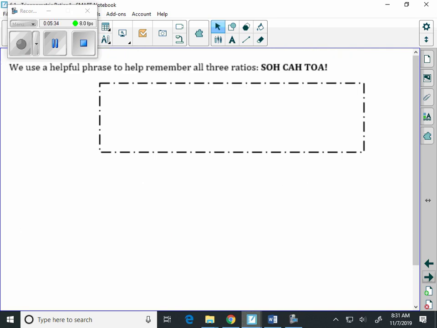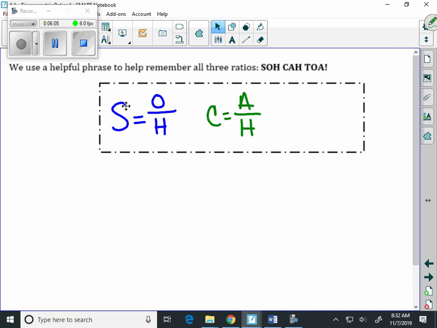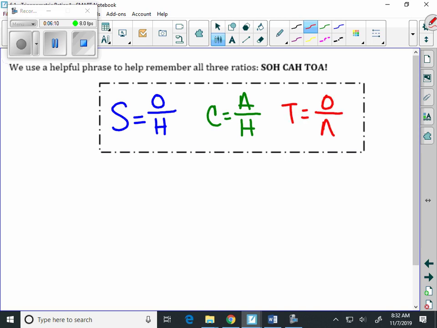But here's our mnemonic here. We can use a helpful phrase to help remember all three ratios. It's SOHCAHTOA. And your Algebra 1 teacher conceivably taught this to you already. But what it is: sine equals the opposite divided by the hypotenuse. Cosine equals the adjacent divided by the hypotenuse. And tangent equals the opposite over the adjacent.